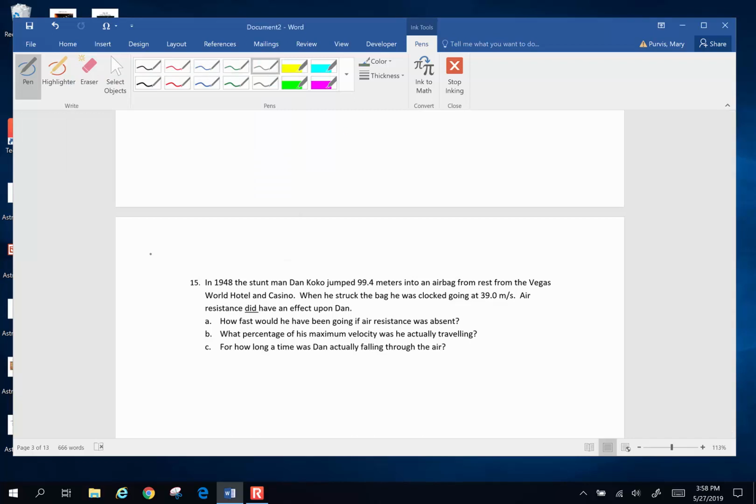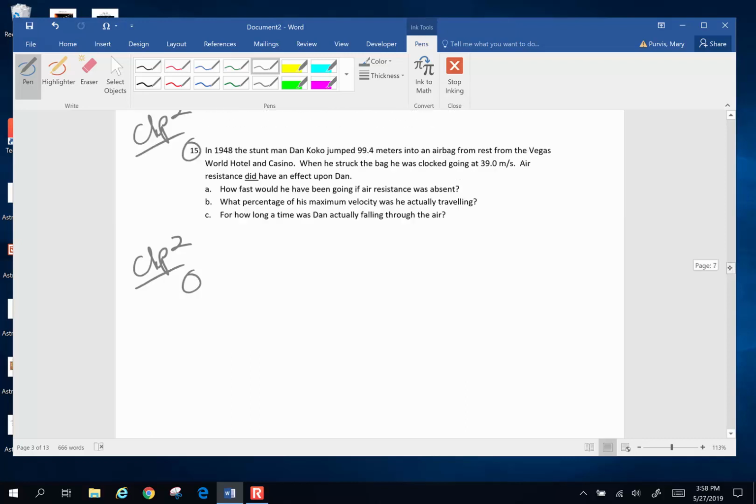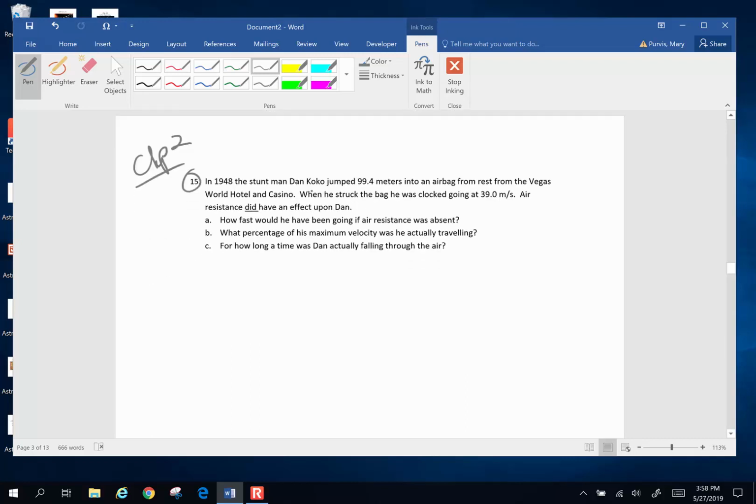Hi folks, we're continuing with some Chapter 2 homework problems, and here's number 15. In 1948, the stuntman Dan Coco jumped 99.4 meters into an airbag from rest from the Vegas Hotel and Casino. When he struck the bag, he was clocked going 39 meters per second. Air resistance did have an effect on Dan. How fast would he have been going if air resistance was absent?